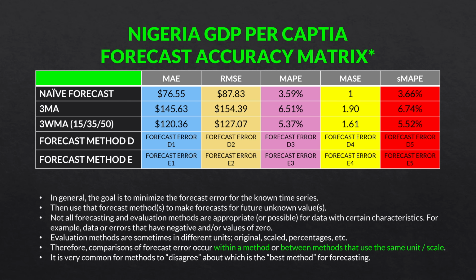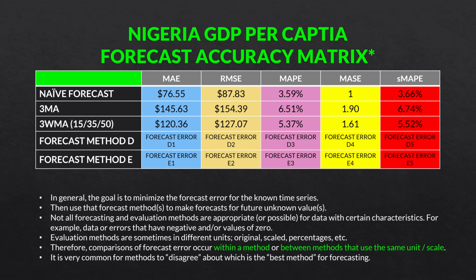The MASE column tells the same story. Remember, the MASE is basically a ratio. It is a ratio of the forecast error of a given method to the forecast errors of the naive forecast. The reason it's 1 for the naive forecast is because we're comparing it against itself. That's why it's 1. Any number over 1 means that that measure is worse than the naive forecast. If it's below 1, it means it's better than the naive forecast. As you can see, this 3-period simple moving average at 1.9 is much worse than the naive forecast. And the 3-period weighted moving average, while lower at 1.61, is still above 1 of the naive forecast. Same thing for SMAPE. The percentages are very similar to what we have for MAPE.